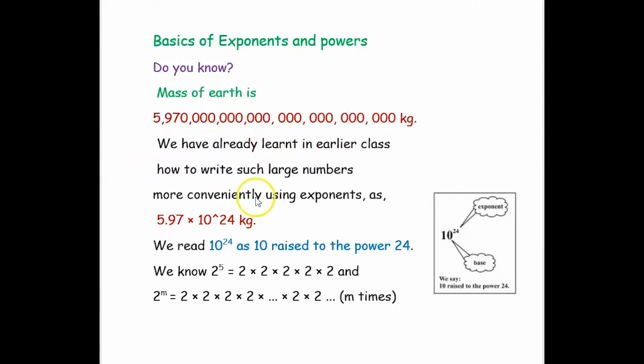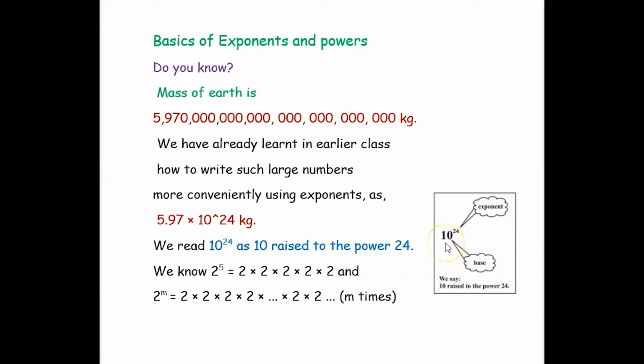So we can write this large number as 5.97 into 10 to the power 24 kg. See here, we have 22 zeros followed. We have taken two numbers in the front, so we have added two more zeros. That is, we are multiplying it with 100 again, so we will get 24 zeros. So we can rewrite this number as 5.97 into 10 to the power 24 kg. We read this as 10 raised to the power 24.